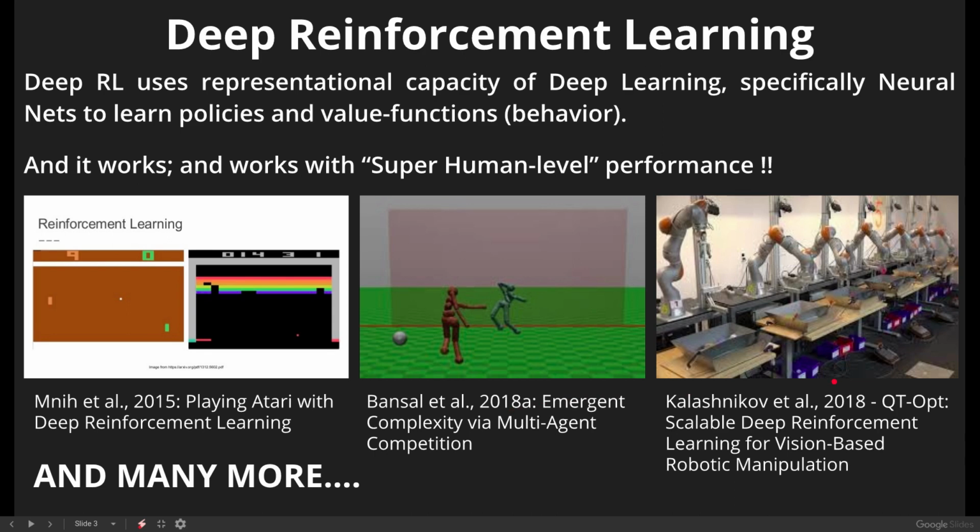Now moving on to some robotics works. This is a work from the robotic manipulation domain by Kalashnikov et al. 2018. QT-Opt: scalable deep reinforcement learning for vision-based robotic manipulation, where they train robotic arms to manipulate real-world complex objects. And it works quite well. In fact, this is one of the state-of-the-art systems that you can build for this task. And there are many more such applications. The list goes on.